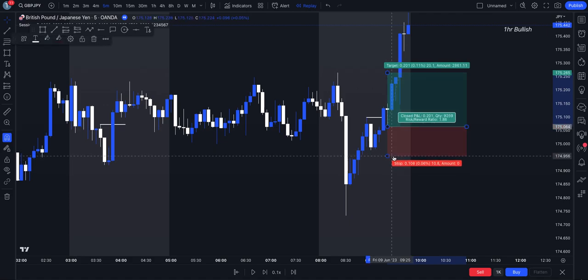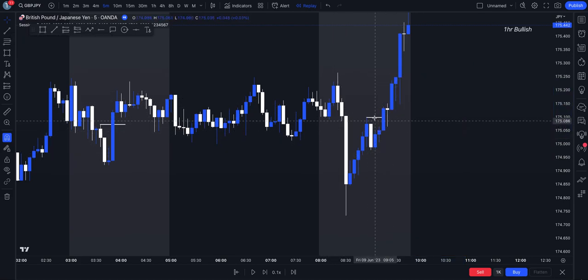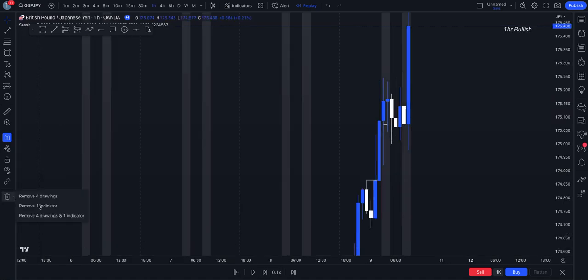Now, if you're just starting out, I recommend that you don't do the fill of the imbalance straight away. You want to see the 3 candle confirmation. But there's no need to stick to that if you get really good at it. So let me do a couple more examples.